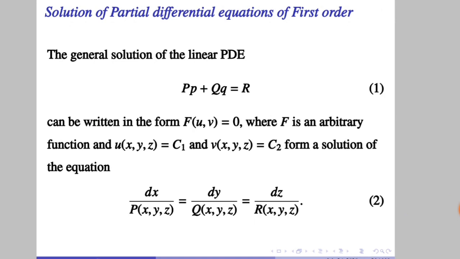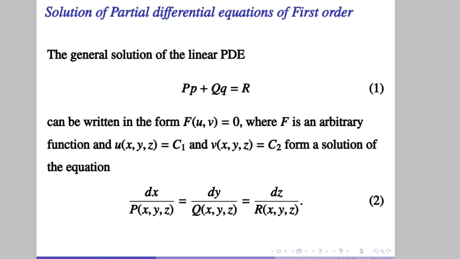The solution of the partial differential equation of first order. So we are looking for the first order partial differential equation. So again, the general solution of the linear PDE Pp plus Qq is equal to R. In the previous section, formation of PDE, we got this type of equation from f of u comma v is equal to 0. So we are looking for the same type of solution here. So we are doing the reverse process.